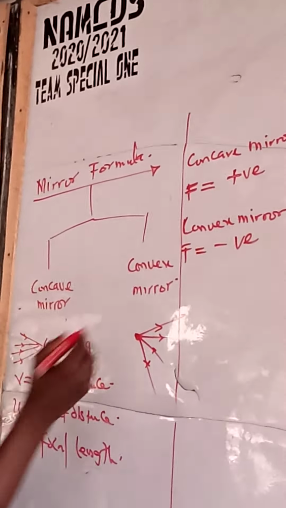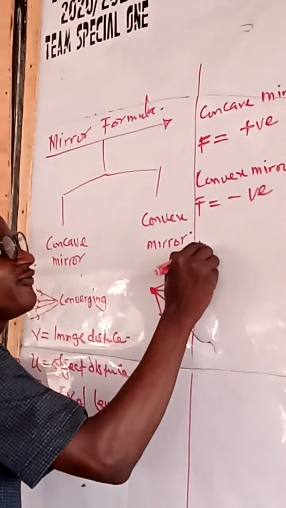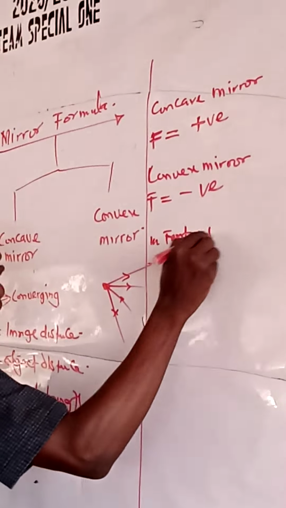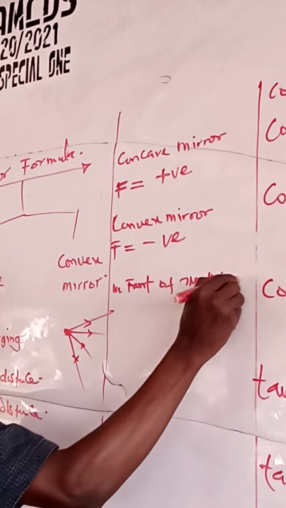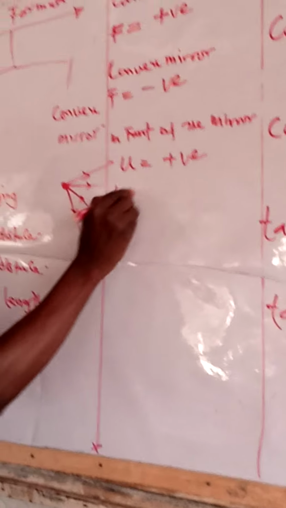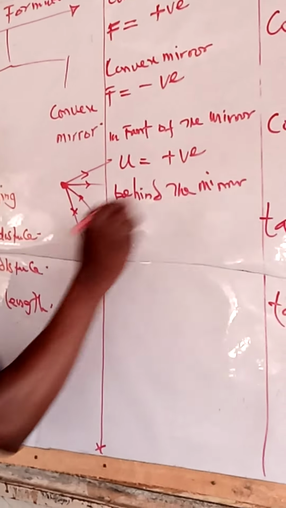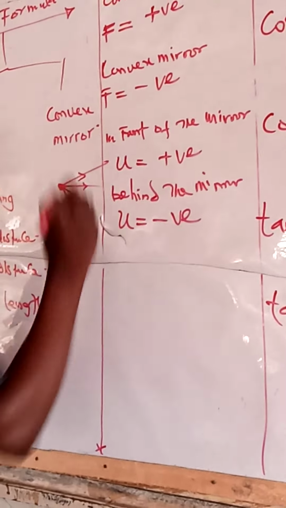Now, in our position of the object in front of the mirror, in front of the mirror, we are going to have our u to be equal to positive, and behind the mirror our u is going to be negative.